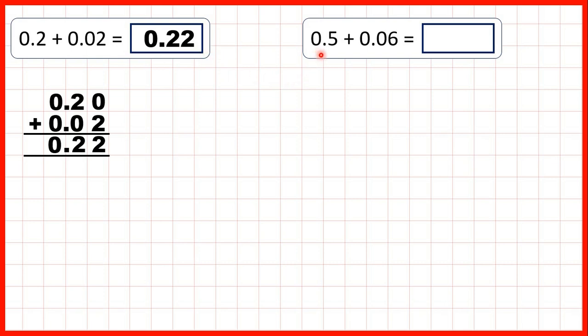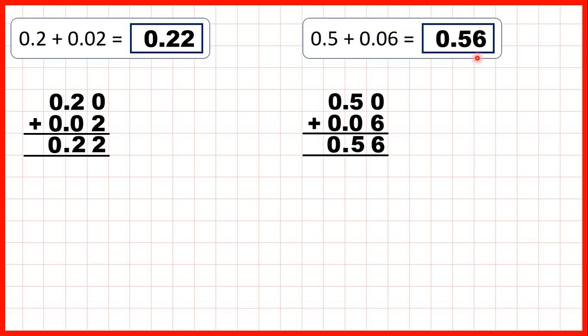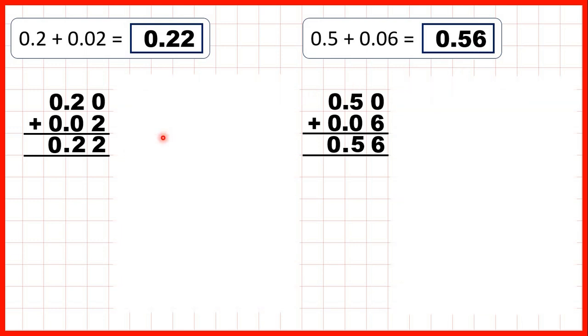Now we have 0.5 plus 0.06. Again, we can write the numbers out, making sure that the decimal points are lined up, so that our ones, tenths and hundredths columns are lined up as well. We can write 0 in this empty square and copy the decimal point down into our answer. Now 0 plus 6 is 6, 5 plus 0 is 5, and 0 plus 0 is 0, so our answer is 0.56.